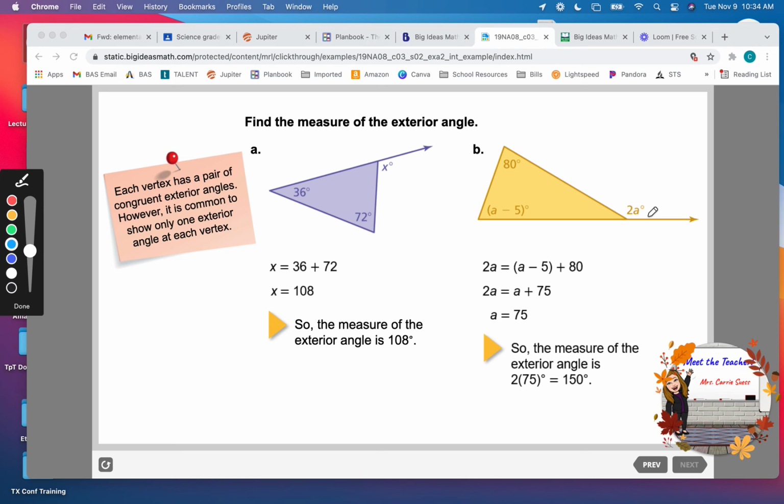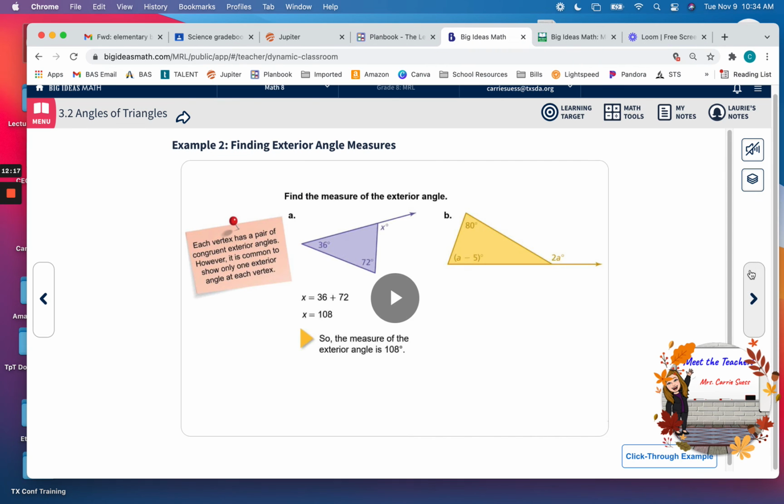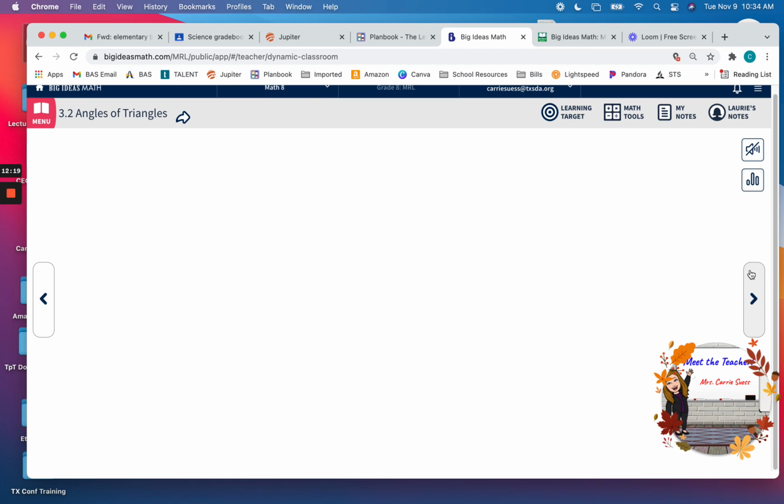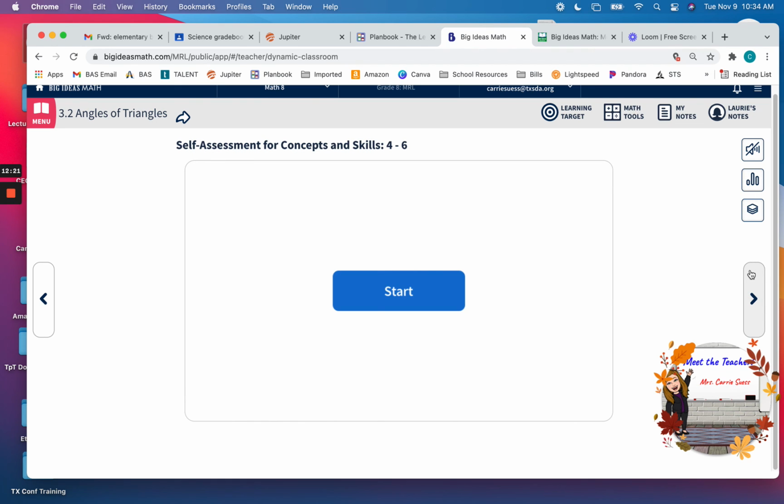Good questions. Excellent questions. Any other questions? No. All right. Go do your next set of try-its. Oh, and the self-assess. So you're going from 3 to 6. You may.